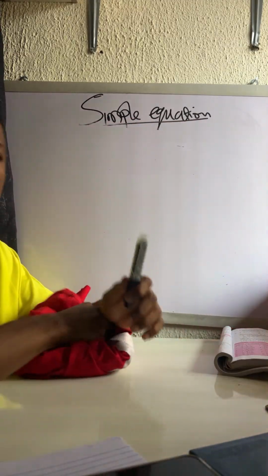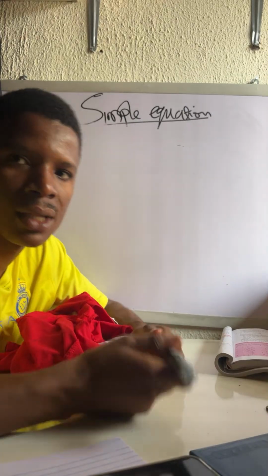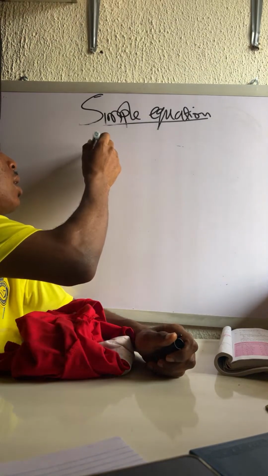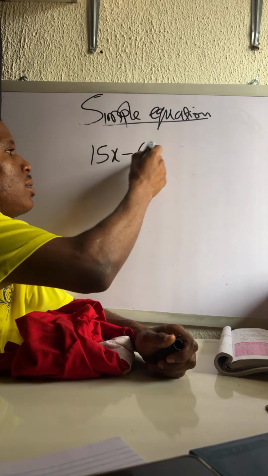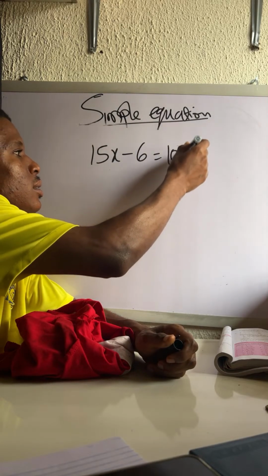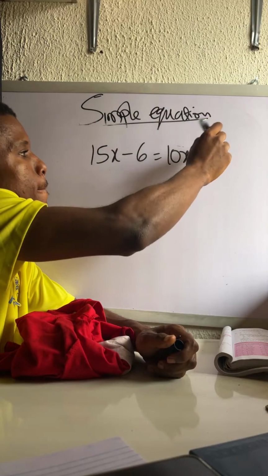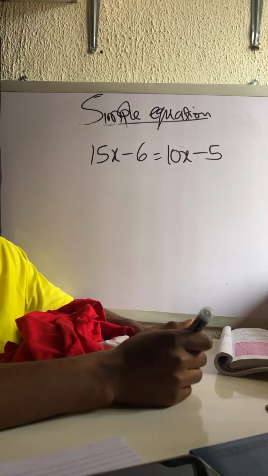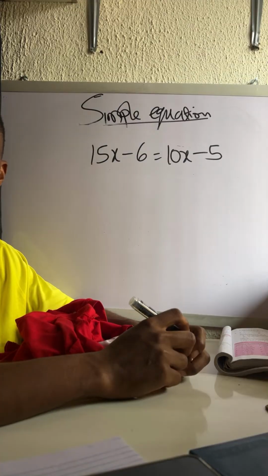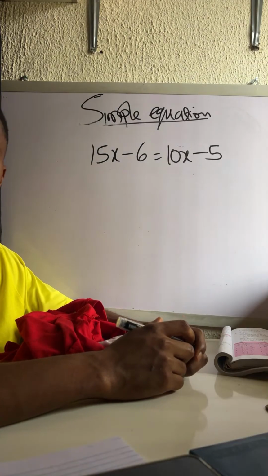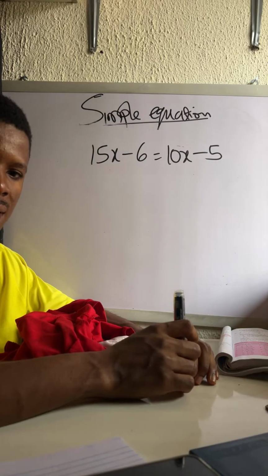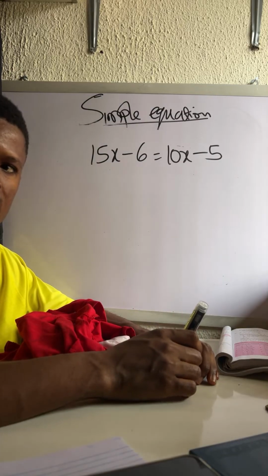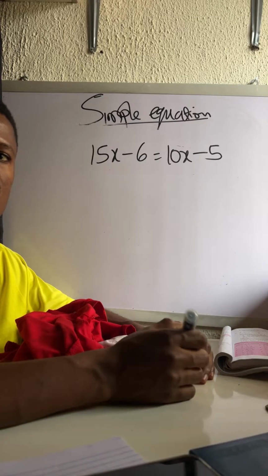So this is how we do that. So the next one we look at is 15x minus 6 equals 10x minus 5. For us to do this is very simple. You can even try it if you wish. Try it and let us know the answer in the comments.